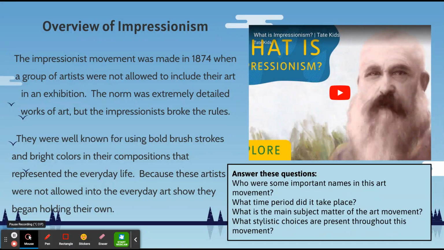Because these artists were not allowed into everyday art shows, they began holding their own. The Impressionists started a sort of rebellion where they were like, we aren't going to be allowed into the other art shows. Okay, fine. We're just going to do our own. After you're done watching this video, I want you to click onto the PowerPoint, watch this on your own, and then answer these questions.